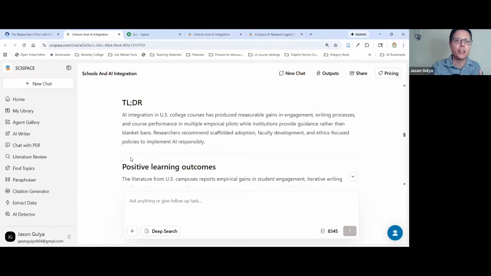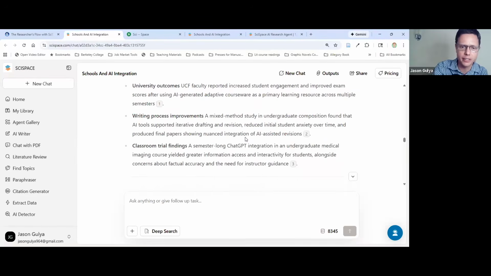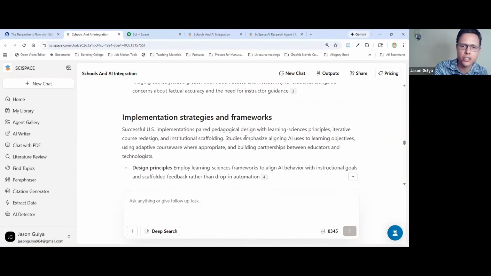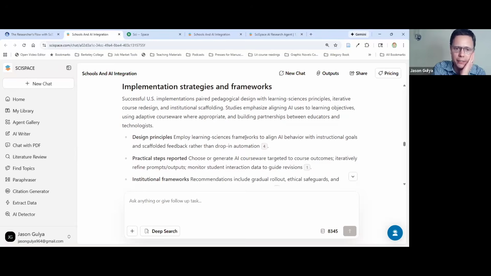It's going to guess what I want. So here, what you can see is it walks through the positive learning outcomes. It gives some citations, right? Implementation strategies and frameworks. Like it's pretty good. And it does give me some things I didn't directly ask for, right? Which is kind of the benefit of a program like this. It tries to guess what I want, what would help me out.